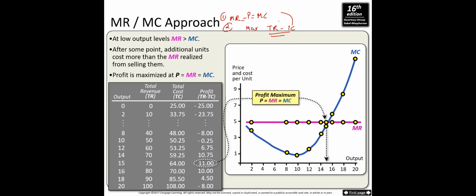Either you look at the total revenue and total cost and find the biggest difference between these two curves, that is one way, or another way is to look at where MC equals MR. Both should result in the same quantity. Okay? So in this case, MC equals MR when 15 units are produced.